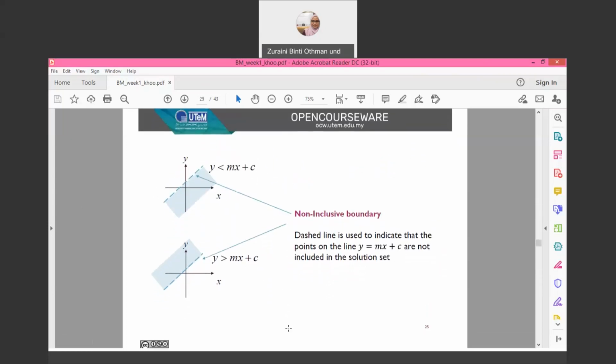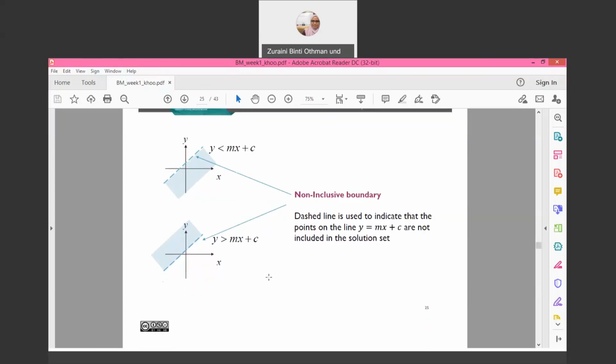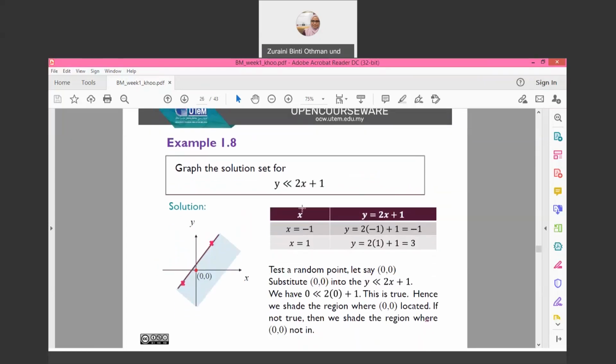Okay, so now non-inclusive boundary is like this. Okay, meaning that it's not include, whether it is less or whether it is greater, but it is not equal. Tak ada yang tanda bawah tu kan? Okay, so now graph the solution for y is less or equal to 2x plus 1. Okay, nampak tak dia ada less or equal, less or equal. We know that it is always bawah line sebab dia less, and it is termasuk yang garisan tu kan.